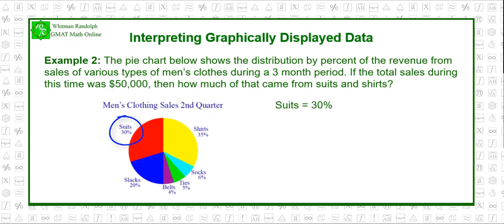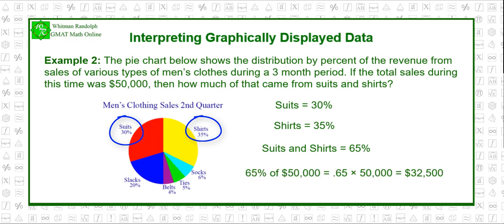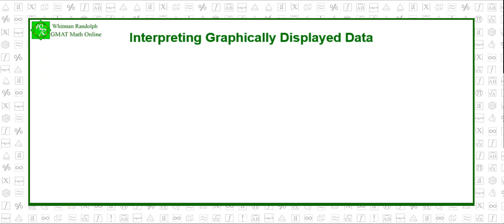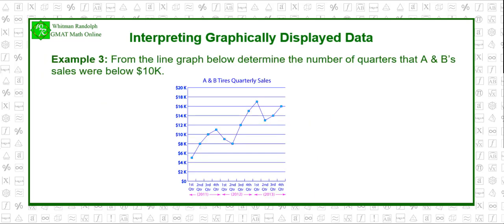Suits constituted 30% and shirts 35% of the revenue for that quarter, or, in other words, they accounted for 65% of the revenue. If the total revenue was $50,000, then suits and shirts were 65% of $50,000, which equals 0.65 times 50,000, which equals $32,500.